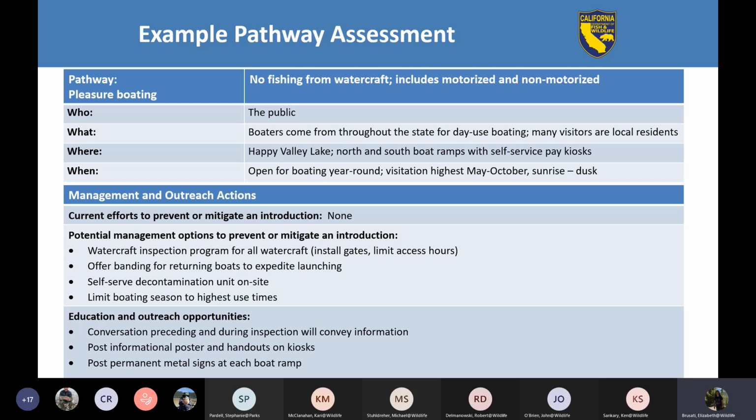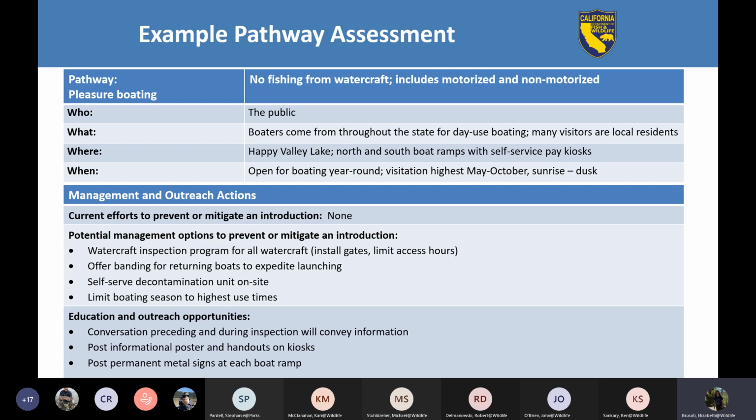These can be actions you're already taking, or you can think about new actions to take, or if you don't really have a prevention program yet, think about what you could do. So for example, potential actions to mitigate an introduction might be installing a watercraft inspection program or installing a gate to limit access hours. You can consider offering a banding program to expedite launching and returning boats. Some agencies have cooperative programs with other nearby agencies to make it easier for boaters to go from lake to lake, but also for the lakes to make sure that the boaters are not potentially infested. You could offer a self-serve decontamination unit, or you could limit boating season to reduce the risk.